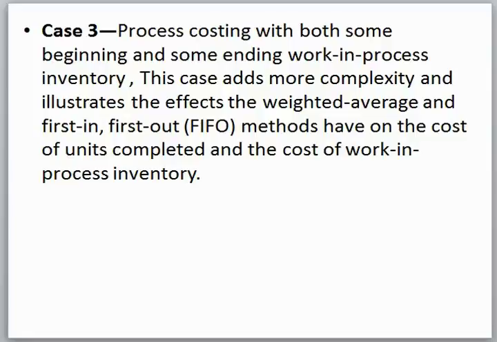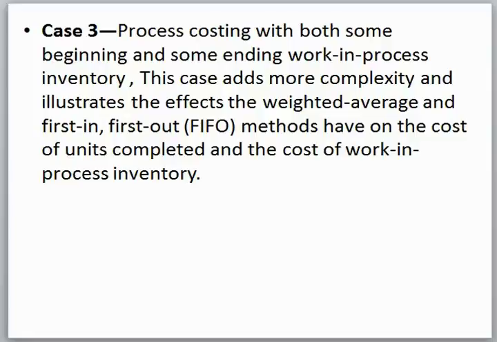Case number 3, process costing with both some beginning and some ending work in process inventory. This case adds more complexity and illustrates the effect the weighted average and FIFO (first in, first out) methods have on the cost of units completed and the cost of work in process inventory.